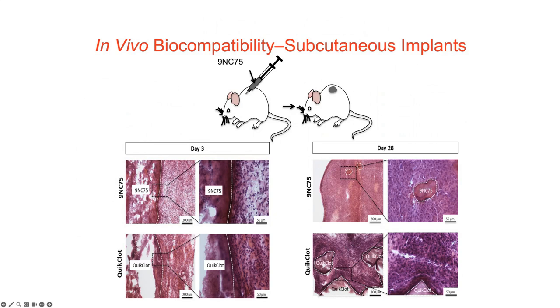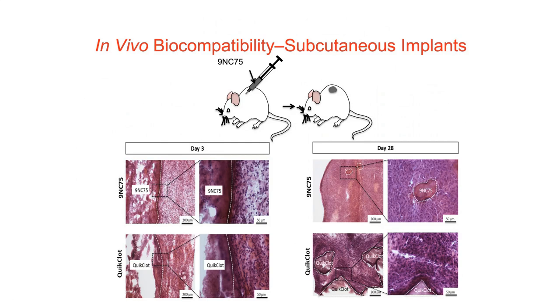So what winds up happening is that you have small pieces of the material left as opposed to large sections of it, and tissue basically surrounds it and forms around it. And this behavior is a lot more acceptable in terms of its biocompatibility compared to other commercially available hemostats like QuikClot, which has this persistent inflammation response even after longer periods.